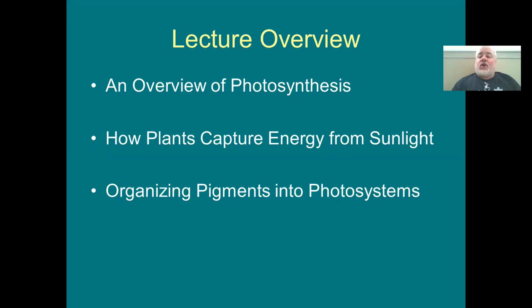We're going to talk about an overview, what is photosynthesis. We're going to talk about how plants actually capture the energy from the sun. And then we're going to talk about the pigments and how chlorophyll and 2 different types of chlorophyll are used by plants in 2 different photosystems in order to make photosynthesis happen.